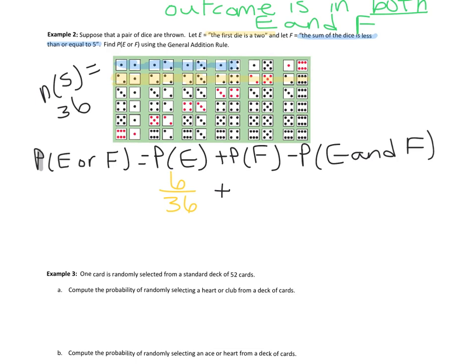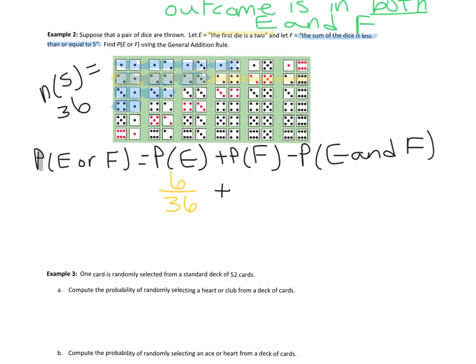So let's go down to the next row. 2 plus 1 is 3, that's coming. 2 plus 2 is 4. 2 plus 3 is 5. All right, and then 2 plus 4 is 6, so we're done with that. Next row, first die is a 3. 3 plus 1 is 4. 3 plus 2 is 5. And then 3 plus 3 is 6, that's too big. And then finally the fourth row, where the first die is a 4. 4 plus 1 is 5. So there you go.